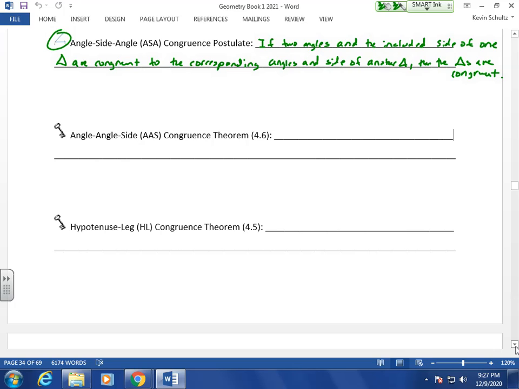If two angles and the included side of one triangle are congruent to the corresponding angles and side of another triangle, then the triangles are congruent. So this is yet another combination of three parts that we can use to prove that two triangles are congruent. We have side, side, side. We have side, angle, side. And here we have angle, side, angle.